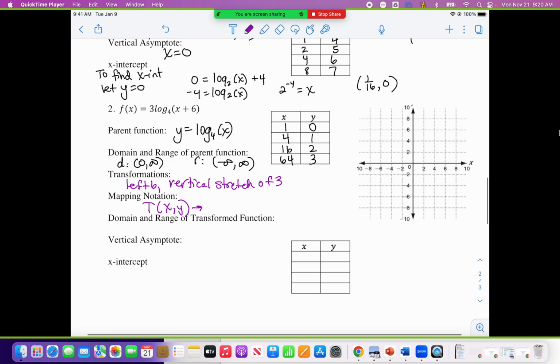Now what I want you to notice is this is the exact same that we have done with absolute value, with quadratics, with square roots. We did it with exponentials. Now we're just doing them again with logarithm. So what would be my mapping notation? Drew, what do you think?